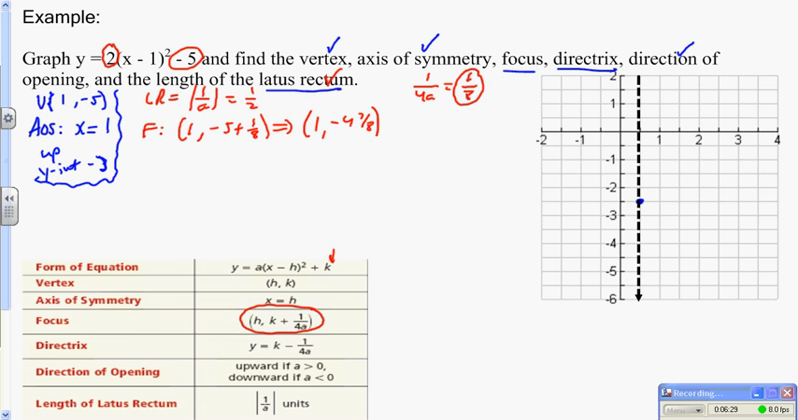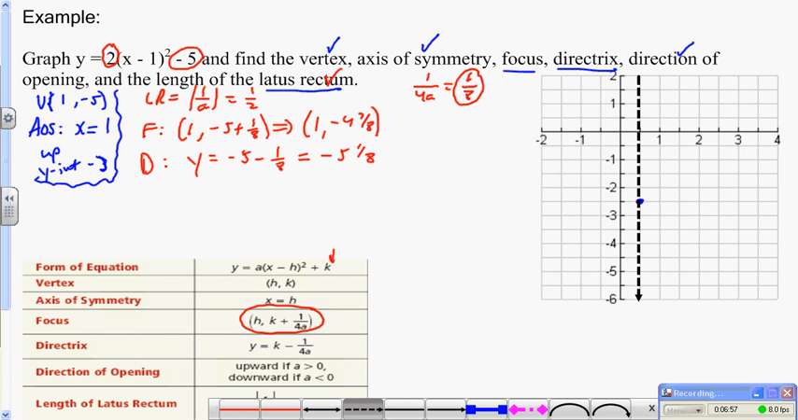Now our next example will be a little bit better. This one's pretty small, so it's hard to tell and graph it because it's so small, but I'll show you what that means in a moment. The directrix is y equals k minus that, so -5 minus 1/8, which is -5 1/8. So where's our directrix? It's -5 1/8. I have, oops, I made a mistake there.